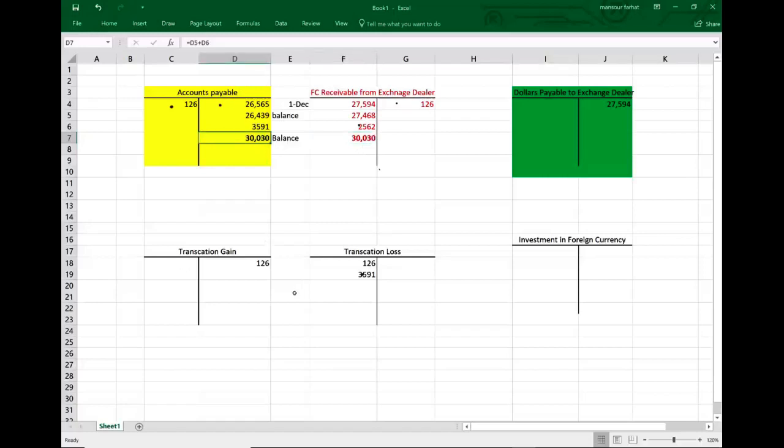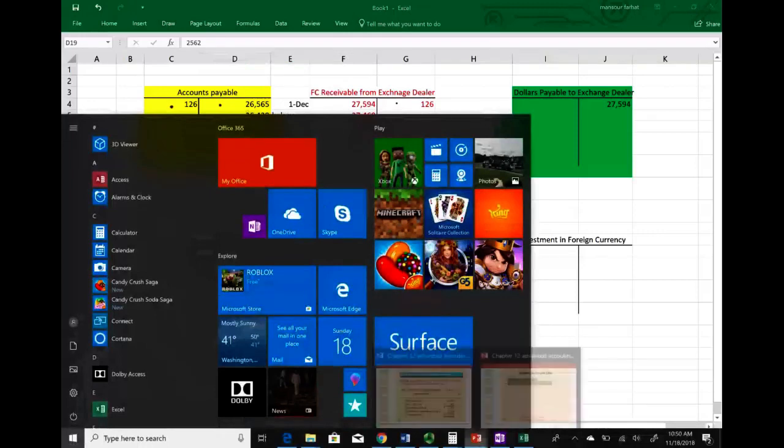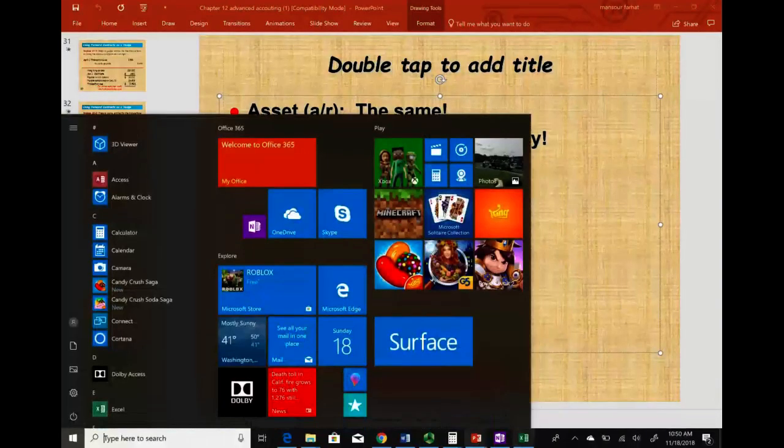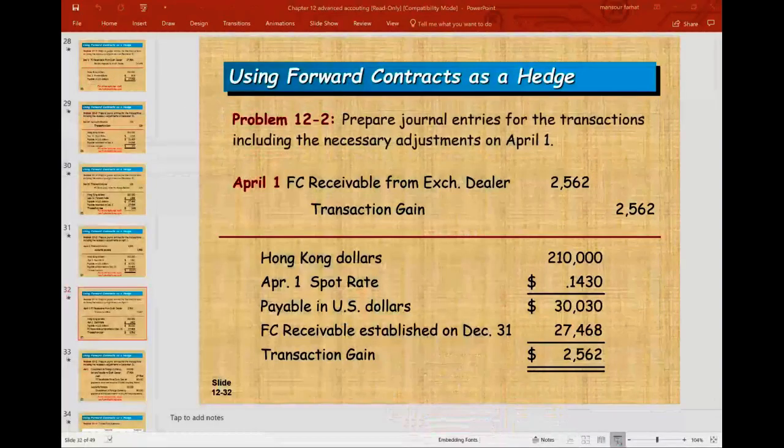Now, I also have a gain. I have to book a gain of 2,562, because I debit the receivable, credit the gain. Now, this is where the hedge played a role in helping me cover my risk. Okay, let's take a look at what's going to happen next.